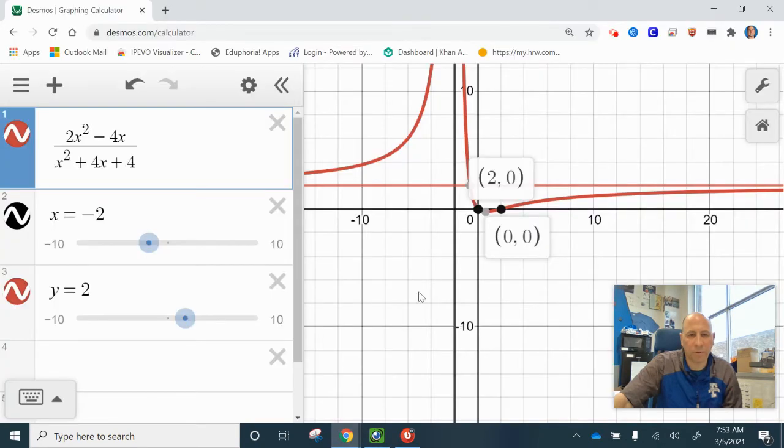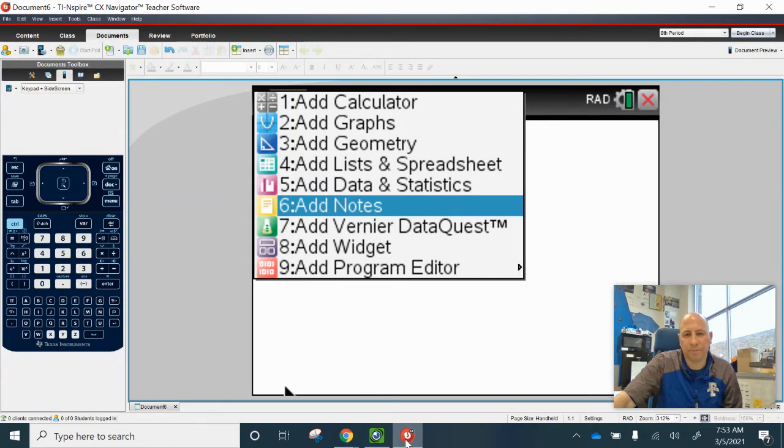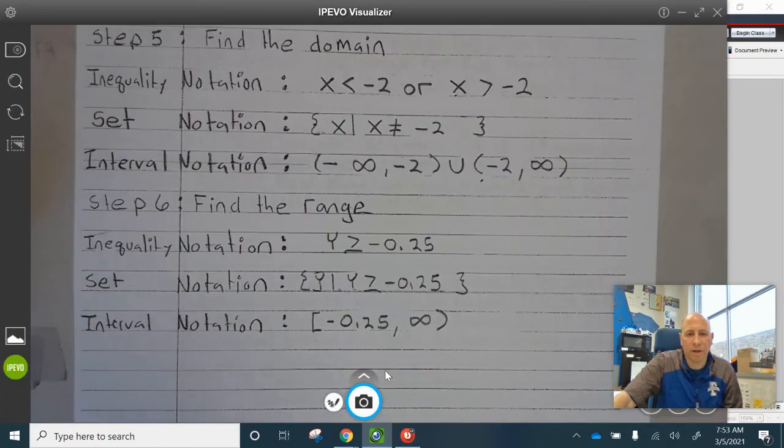And let me go back to Desmos, and I can click off that point, and then you can go here, and you can see that's where the -0.25 comes from. And then y is greater than -0.25, and then interval notation is from -0.25 to infinity.